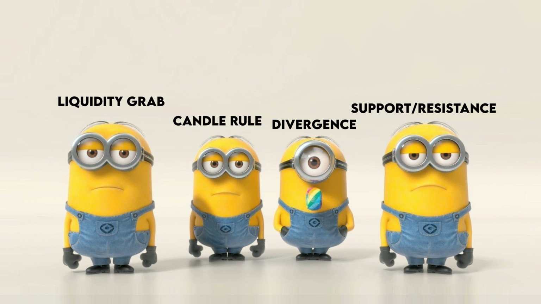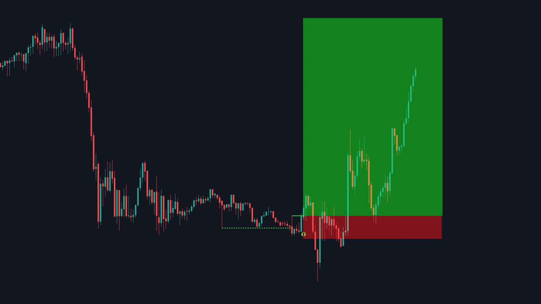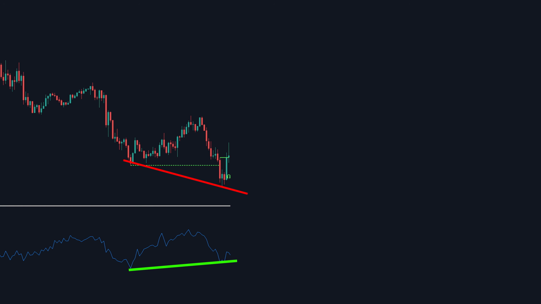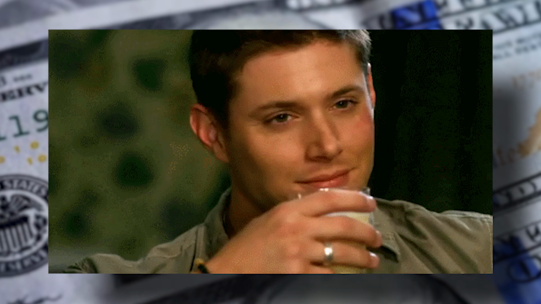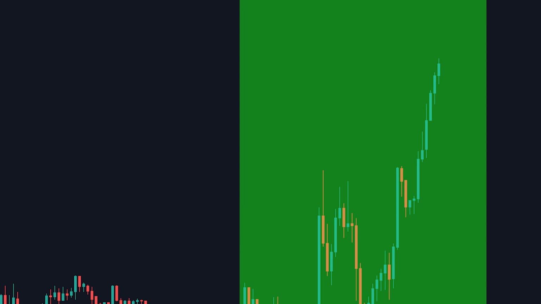So if you pair all of these together, the normal liquidity grab strategy, the 10 candle rule, divergences, and higher time frame support and resistance, I'll tell you, this strategy performs absolutely amazing. Go try it out. Let me know what you guys think.